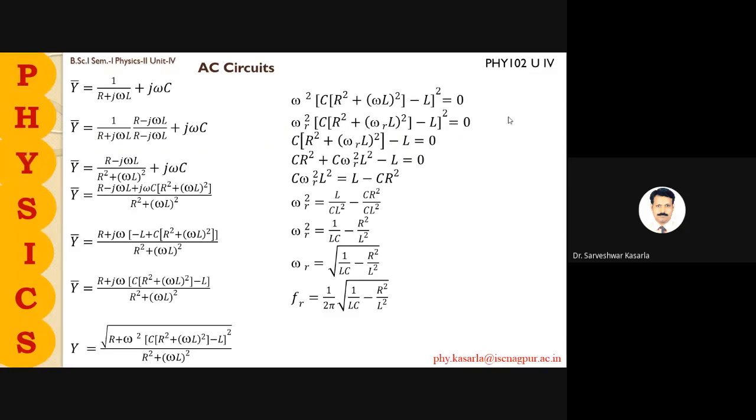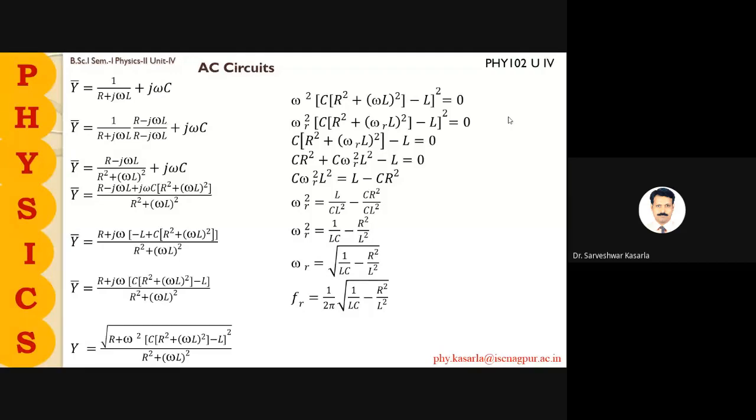This is the case of frequency. The expression for the frequency in such a circuit is 1 upon 2 pi under root of 1 upon LC minus R square upon L square. This is for admittance equal to 0. Admittance 0 means Z is infinity, and Z infinity means current 0.